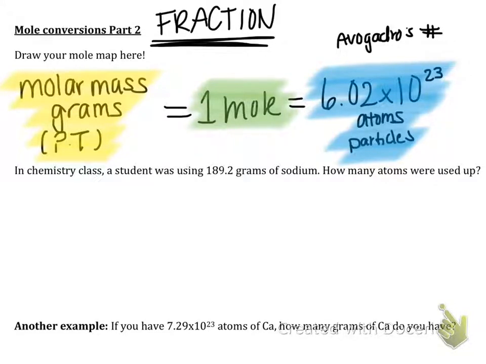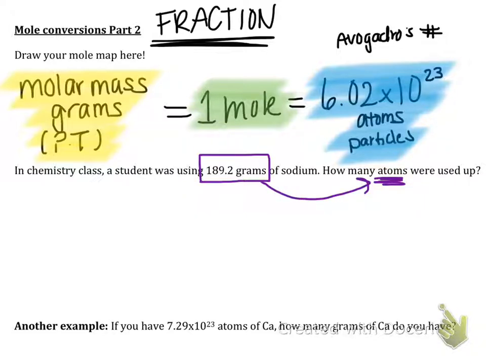Okay, so we're going to do multiple conversions in this problem. We're doing exactly what we did last class, but it's going to take multiple steps to get there. For example, here you have a student that was using 189.2 grams of sodium, but it wants you to convert it to atoms. Okay, so let's think. You're starting from grams, you're converting to atoms like this.